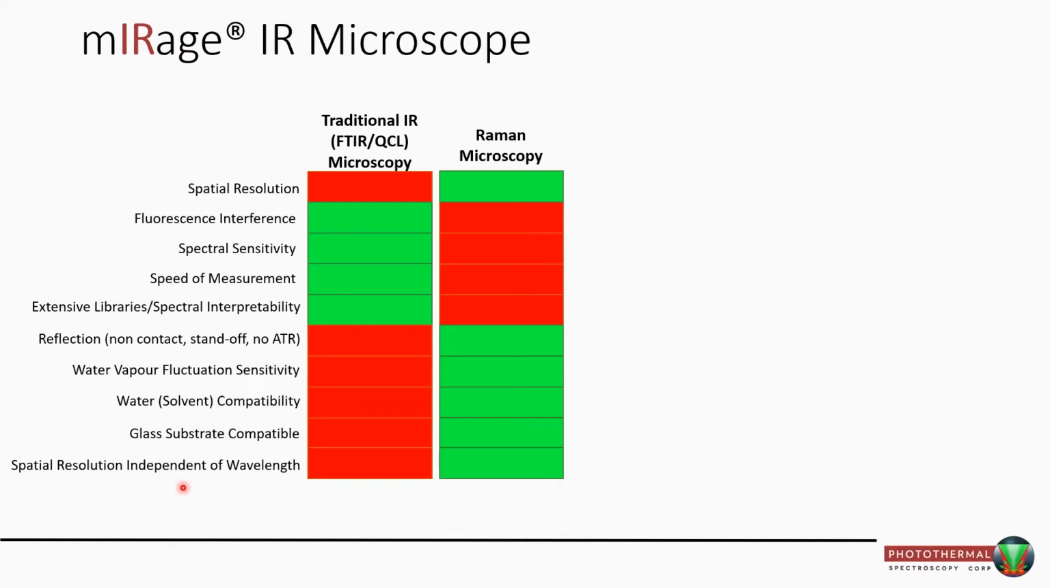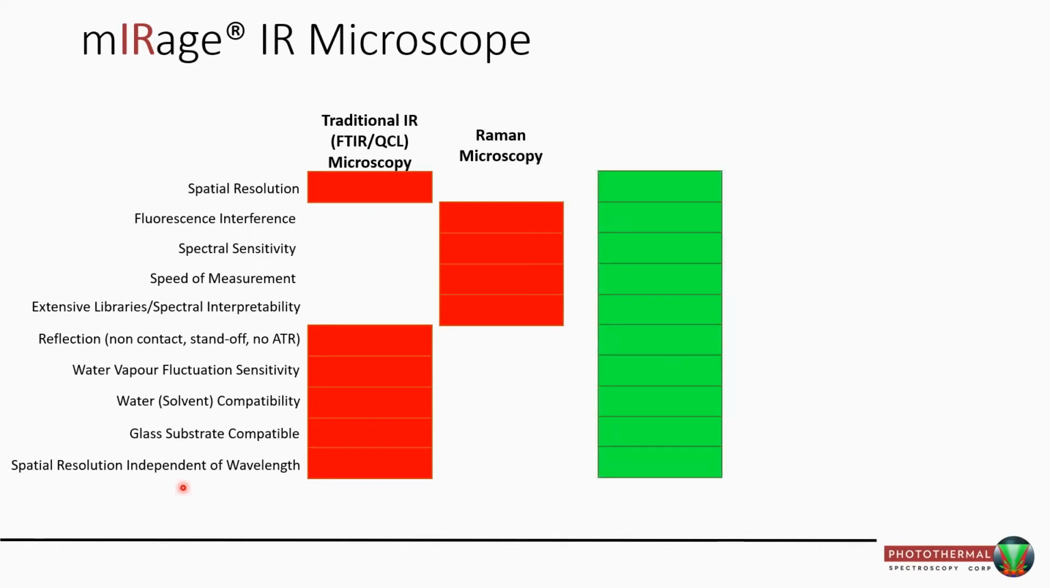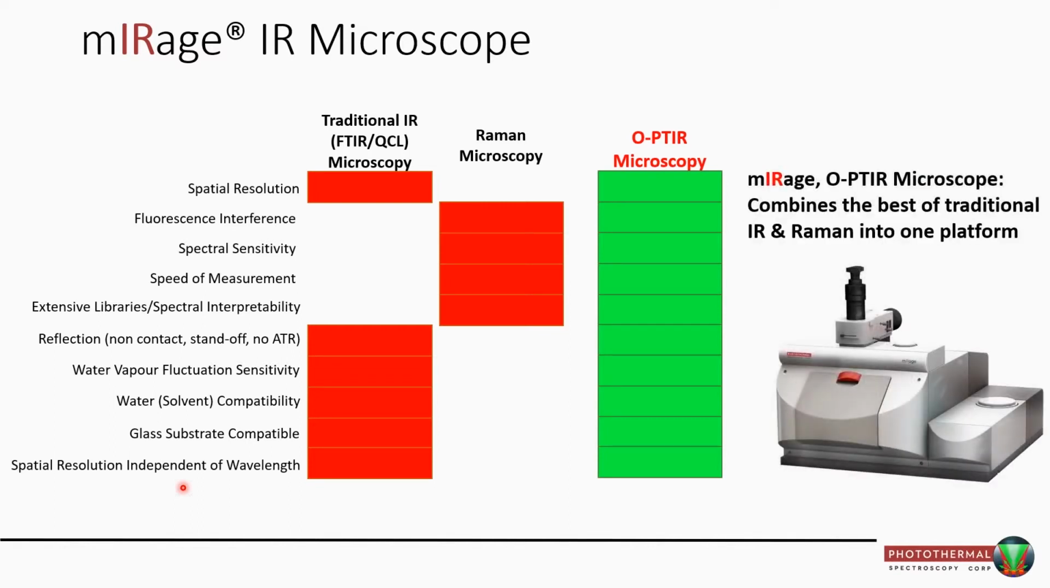So if you look at that, you can see why labs have one of each, depending on what's important for that particular experiment. If it's resolution, you may go for Raman. If it's spectral interpretability, you may go for IR, and so on and so forth. But imagine if you could, for a moment, take the best of those attributes and put them into a single platform. Well, that's kind of what's happened here with O-PTIR, and we do that with the Mirage microscopes. It really does literally combine the best of IR and Raman into one platform. Of course, there's still room for Raman because there are certain sample types that work best with Raman. So that's where the addition of Raman is still very beneficial.